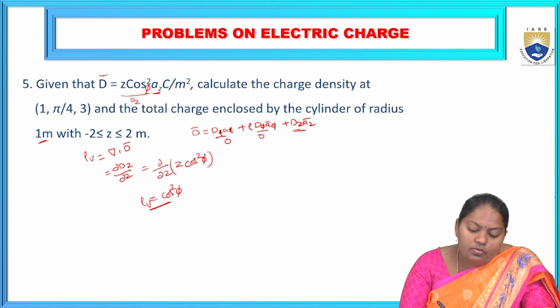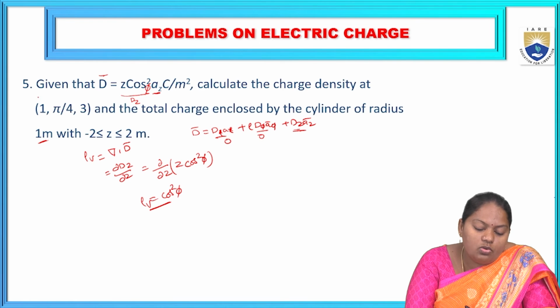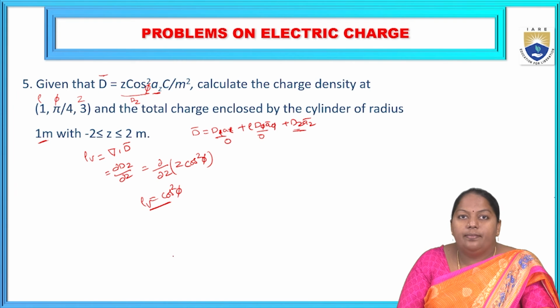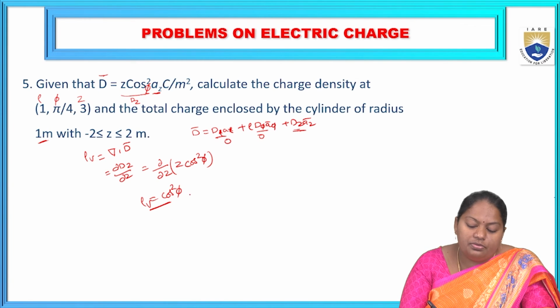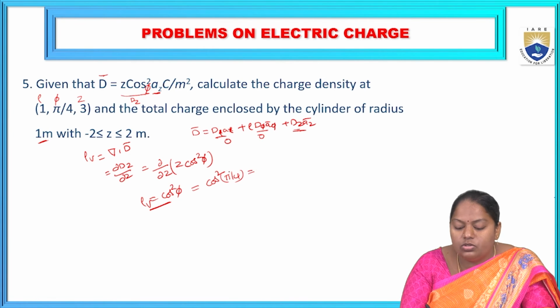Okay, so rho v means the volume charge density at a particular point, where rho is given as 1, phi is pi by 4, and z is given as 3. Now in place of rho, phi, z in the respective equation, if you consider 1, pi by 4 and 3, this is equal to cos square phi, with phi here pi by 4. So cos 45 is 1 by root 2, then cos square is 1 by root 2 squared, so its value becomes 1 by 2.